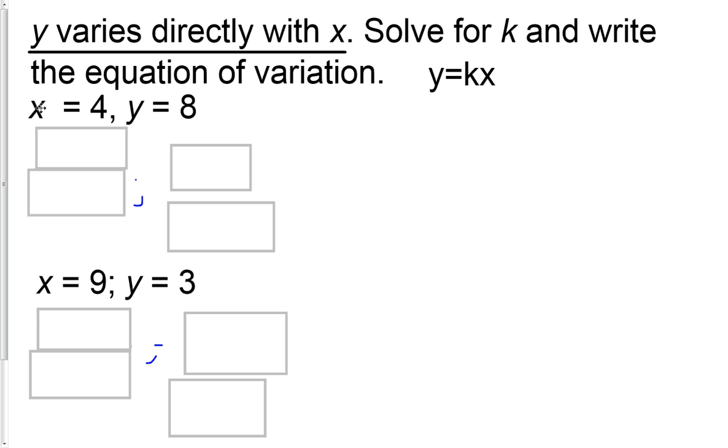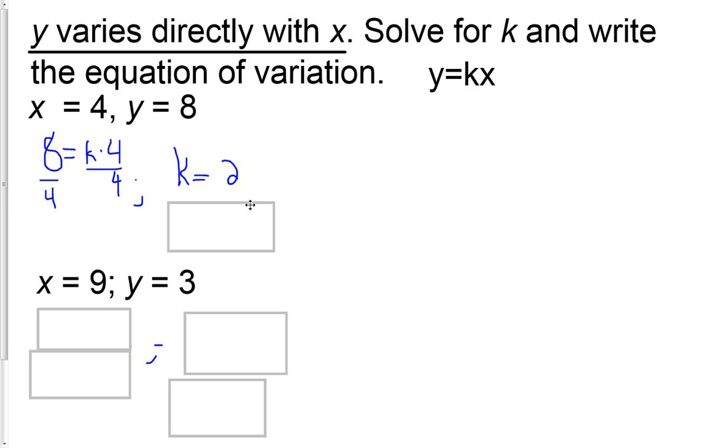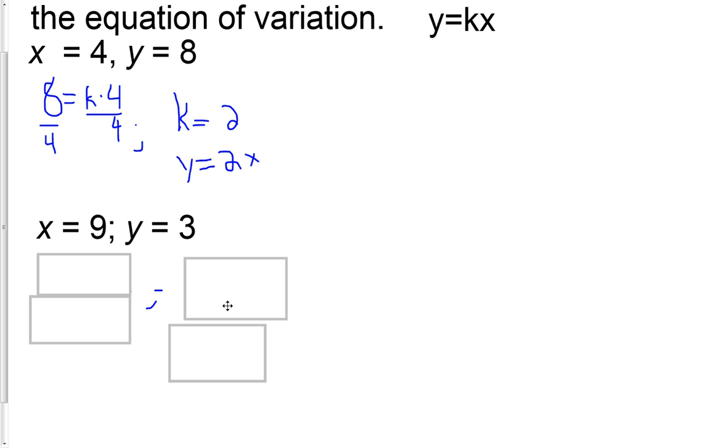So then they tell us x is 4, y is 8. So I'm just going to fill in 8 here, 4 here. So now we have 8 equals k times 4. Solve for k. Divide by 4 on both sides so that we get just 1k equals 8 divided by 4 is 2. So k equals 2 is this part. Now write the equation of variation. Means we're going to rewrite this piece here, and we're going to plug k equals 2 in. So y equals 2x, and that's it. That is all there is to these problems.